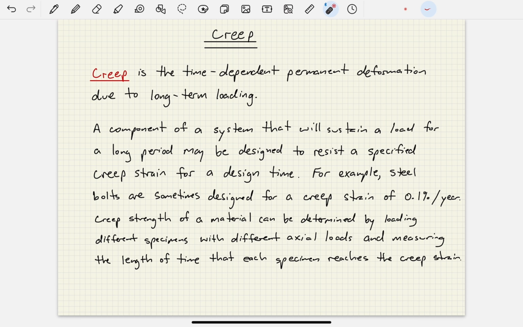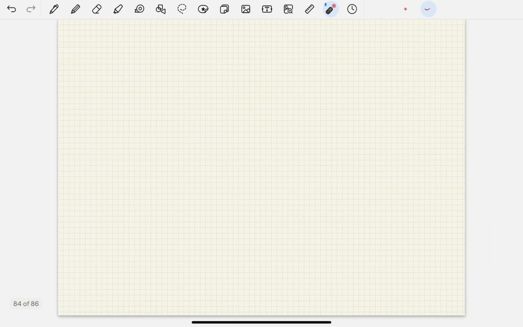Because maybe those bolts are subject to a load that's just going to sit there for a long period of time. Now, creep strength of a material can be determined by loading different specimens of that material with different axial loads and measuring the length of time that each specimen reaches that creep strain. Okay, so let's turn the page and think about that.